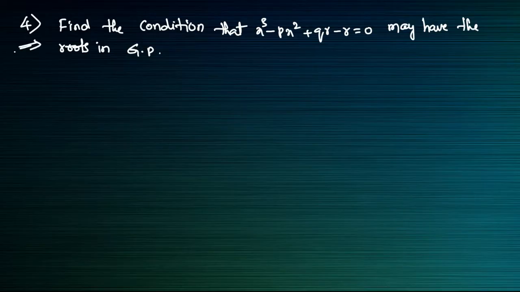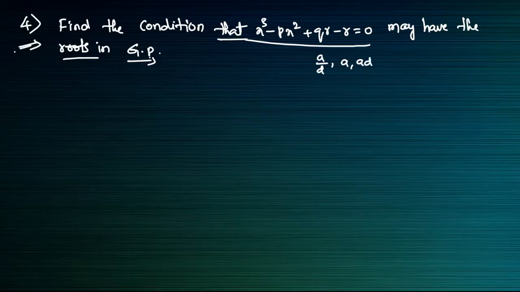Now the fourth question is given: find the condition that x cube minus p x square plus q x minus r is equal to 0 may have the roots in the GP. He is saying the roots are in the GP. So roots in the GP means a by d, a, and a d will come here.